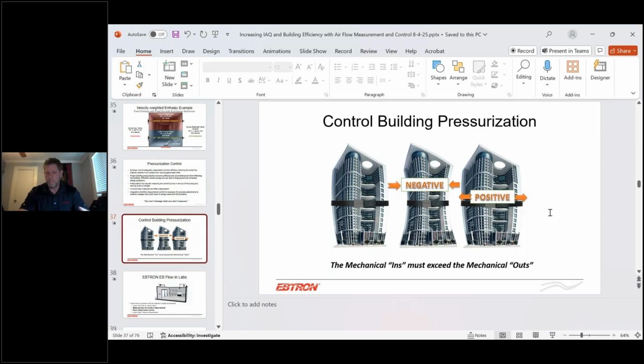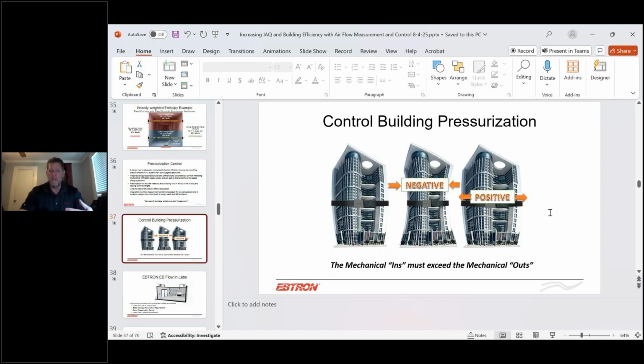mechanical outs. A lot of engineers tell me they design with a 10% in versus out to maintain proper building pressurization. If you're overly positive, say you're bringing in 20% outside air versus that 10%, you have to treat that excess outside air. That costs money. However, if you set up a 100,000 CFM system, like I mentioned earlier, and you're only bringing in 5,000 CFM of outside air, you could potentially have a negatively pressurized building, which then causes indoor air quality issues.